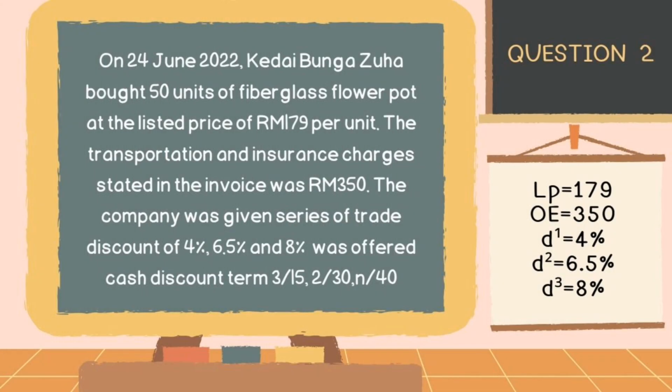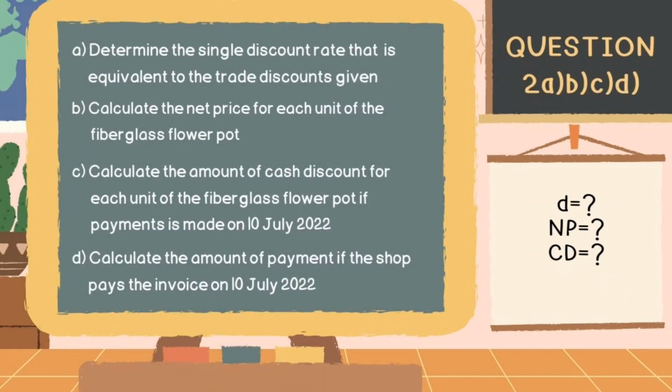On 24 June 2020, Kedai Bunga Zuha bought 50 units of fiberglass flower pot at the listed price of 179 per unit. The transportation and insurance charge stated in the invoice was 550. The company was given a series of trade discounts of 4%, 6.5% and 8% and was offered a cash discount term. A. Determine the single discount rate that is equivalent to the trade discount given.